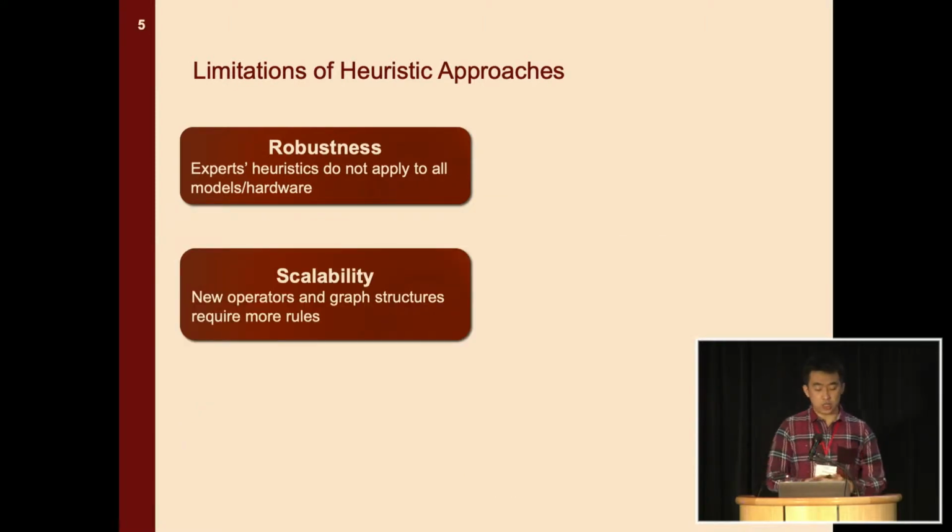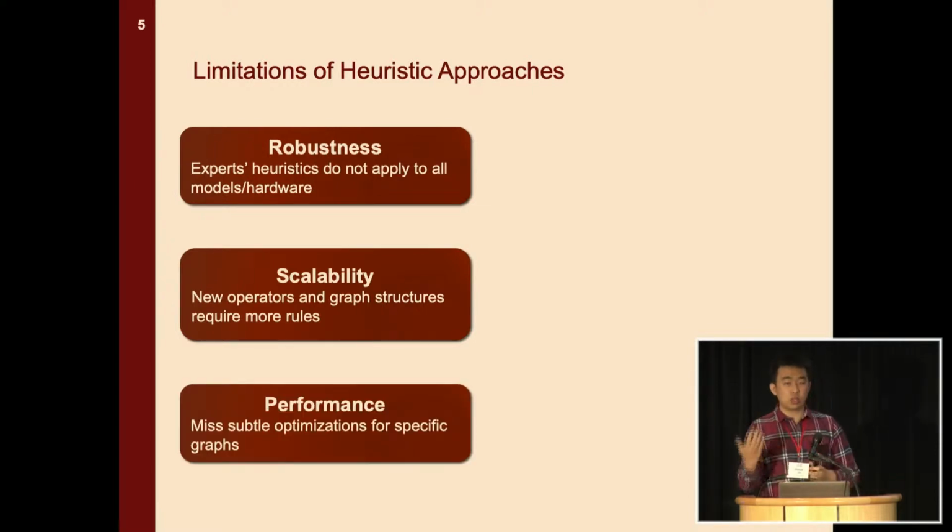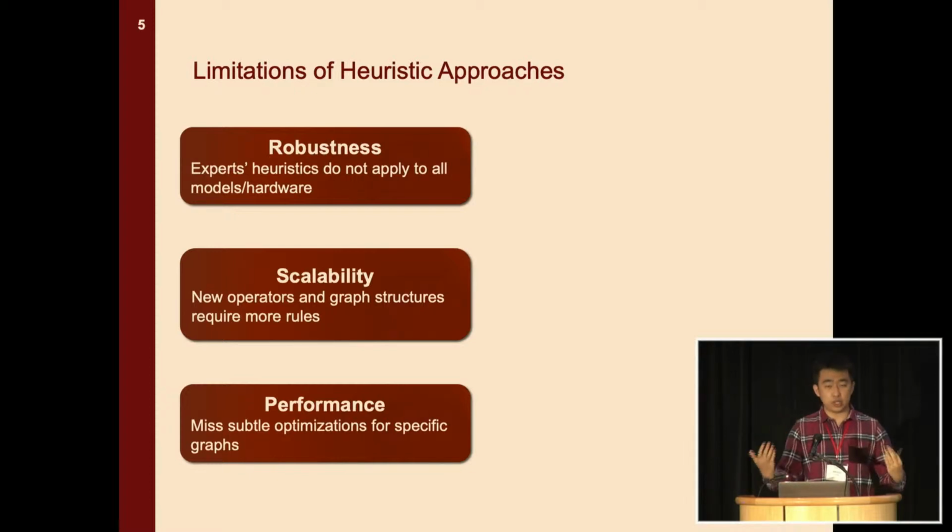The second limitation is scalability, because today's DNN models keep introducing new operators and also new graph structures to achieve new model accuracy. These all require a significant amount of new graph transformations to optimize these new operators and new graph structures. The third limitation is performance, because existing graph transformations are designed for common graph structures, so they may miss some subtle optimizations for specific graphs.